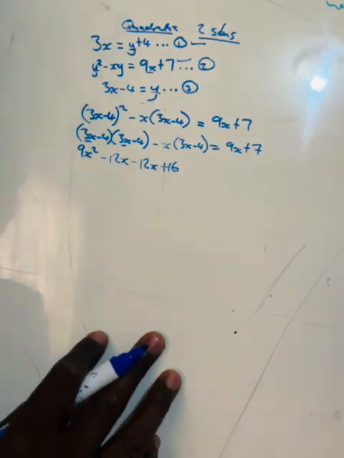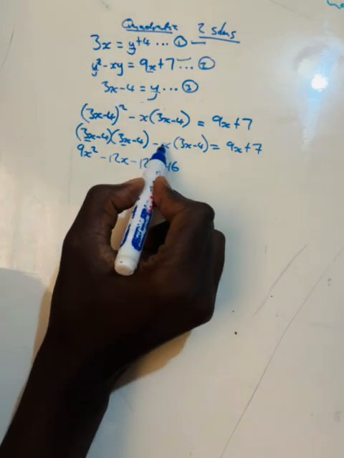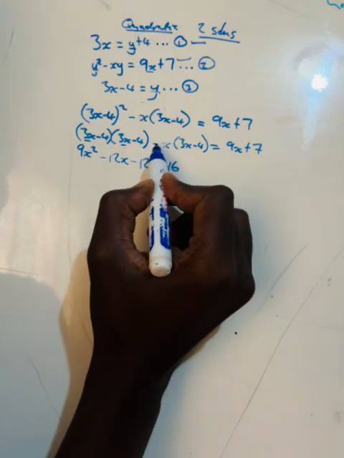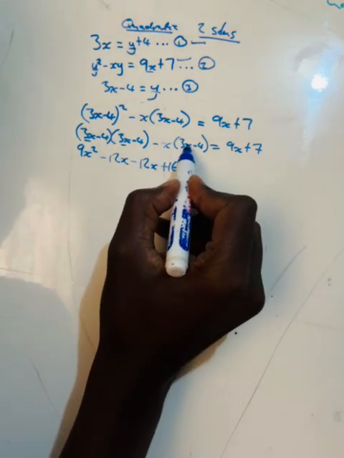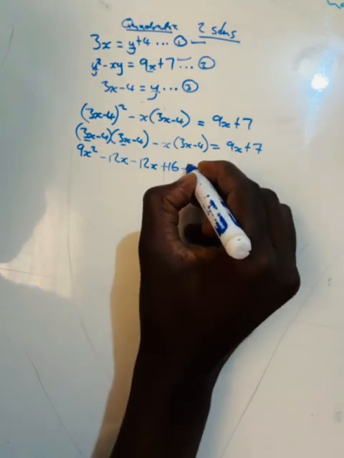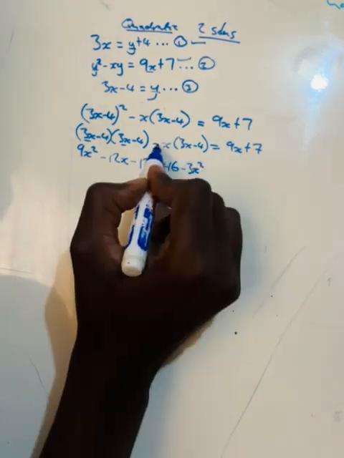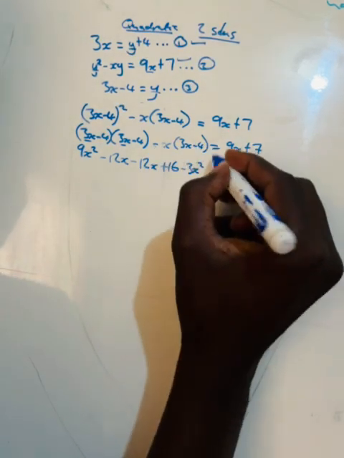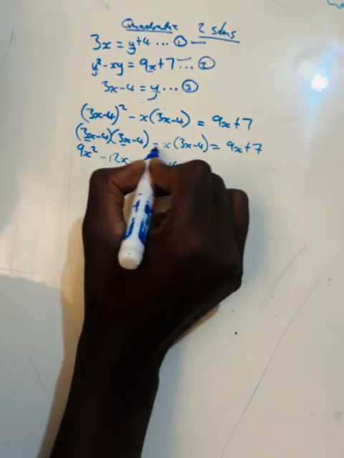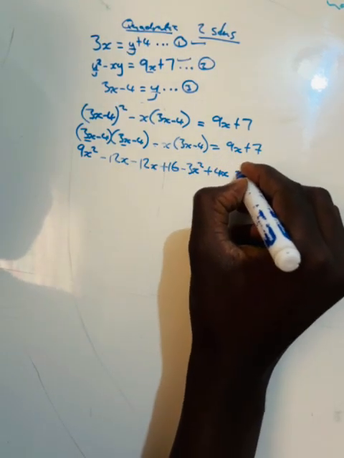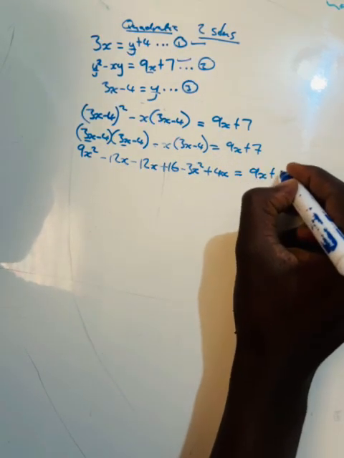Now, what am I going to do? I've got minus x here, so this is one term. So now I say negative x multiplied by this positive 3x, which gives me negative 3x squared. Then this negative multiplied by that negative gives me a positive, and 4 multiplied by x, which is 4x, which is equals to 9x plus 7.